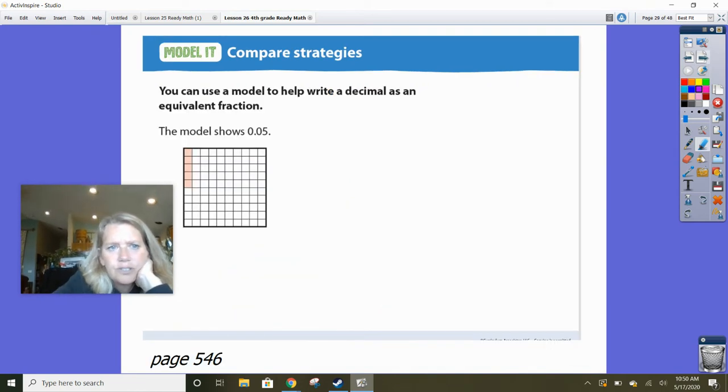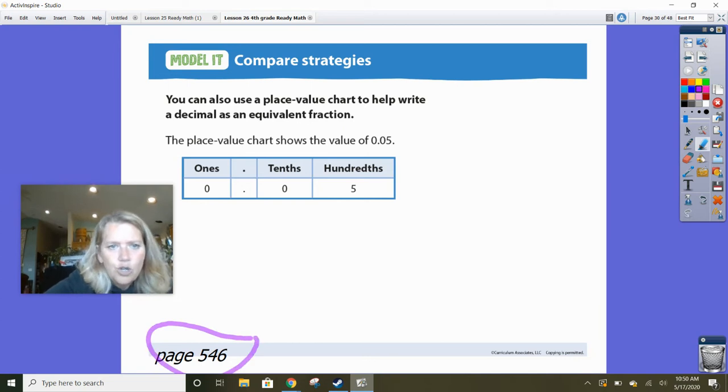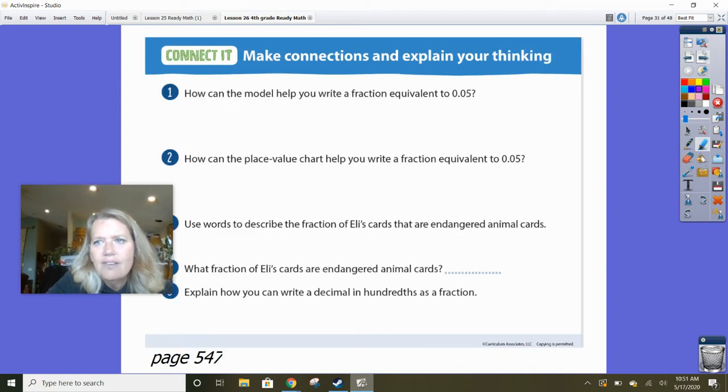Let's see what else. Oh, there's the fraction model using the hundredths chart. I agree. That one's a pretty easy one to show. 5/100 because 5 out of 100 is 5/100. There's the place value chart. All right, so page 546 will show a much better picture than I quickly drew of that. Let's see what else we have. I'm just going to go back.